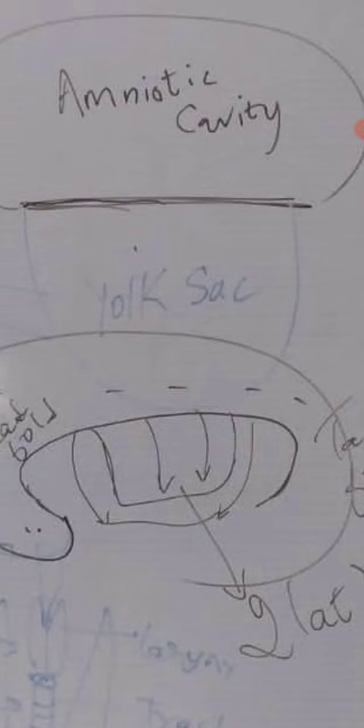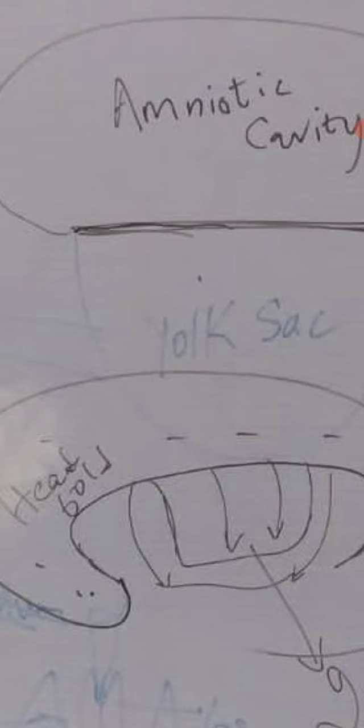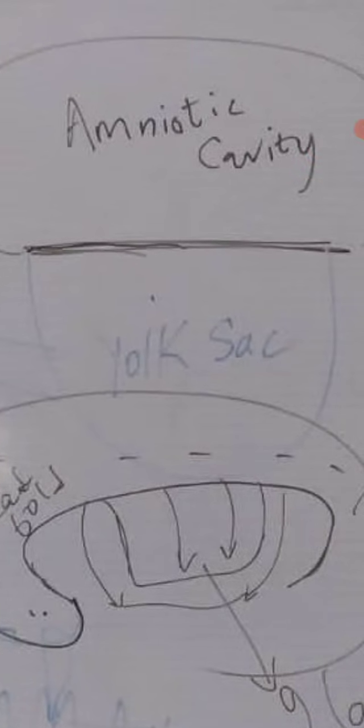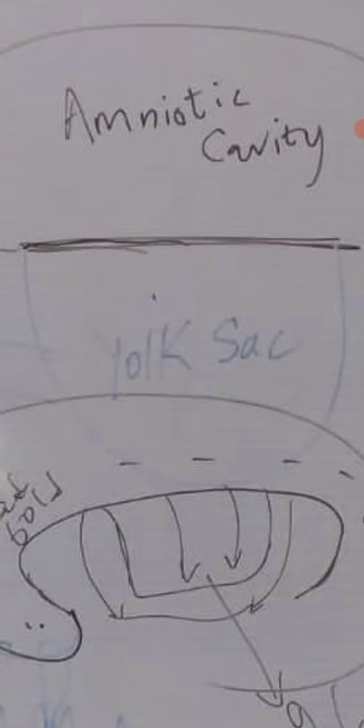In front of the embryo, ventral to the embryo, there is a cavity called the yolk sac. Dorsal to the embryo, there is a cavity called the amniotic cavity. As the embryo grows in size, the yolk sac will be drawn into the embryo to form the gut, and the amniotic cavity enlarges and encircles the embryo.